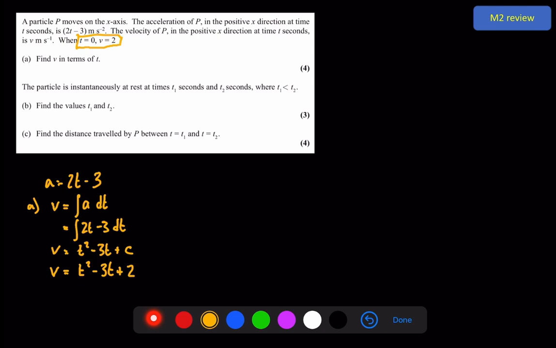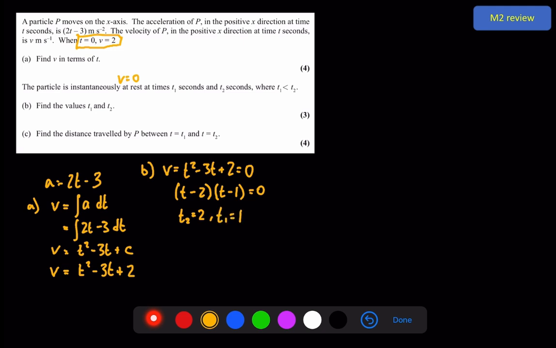That's part A finished. The particle is instantaneously at rest, so v equals 0, at times t1 and t2. Find the values of t1 and t2. So we are finding when our velocity, which we know is t squared minus 3t plus 2, is equal to 0. So we factorize this, and we get t minus 2, t minus 1, and we know t2 is the bigger one, so t2 here is equal to 2, t1 is equal to 1.